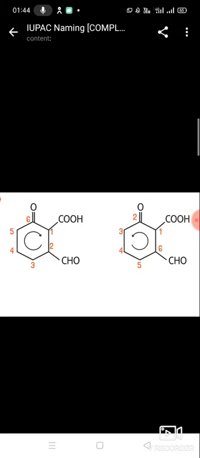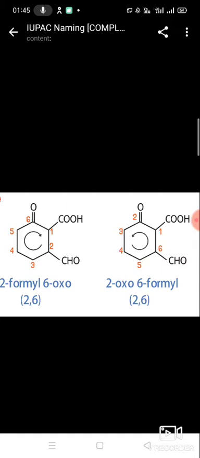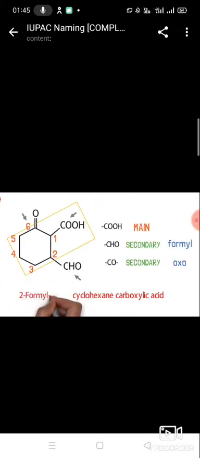If you are to give the lowest number for these substituents, you can go anticlockwise. If it starts from 2-formyl 6-oxo or 2-oxo 6-formyl, both get the similar number, whether you go clockwise or anticlockwise. So you can choose alphabetical order, formyl. So 2-formyl 6-oxo cyclohexane carboxylic acid.